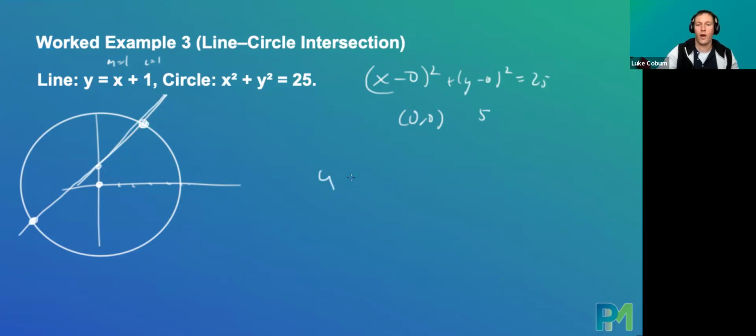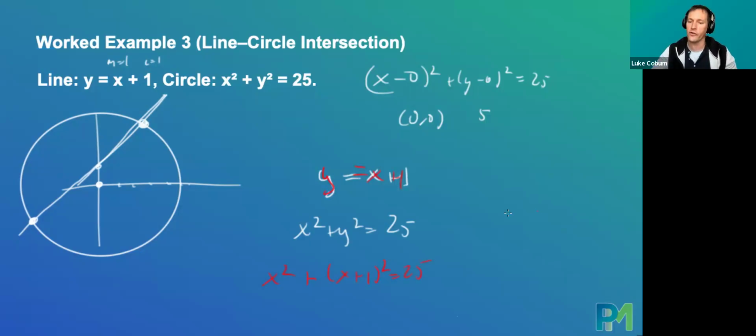How do we do it? Well, we have y is equal to x plus 1. And then we write down x squared plus y squared is equal to 25. And you know what? y is equal to x plus 1. And so we say x squared plus, and not y squared, (x plus 1) squared is equal to 25. We get a quadratic. We solve the quadratic. We get 2 values for x. That gives you 2 values for y. This is a simultaneous equation. We'll do it another time. But okay, so that's that.